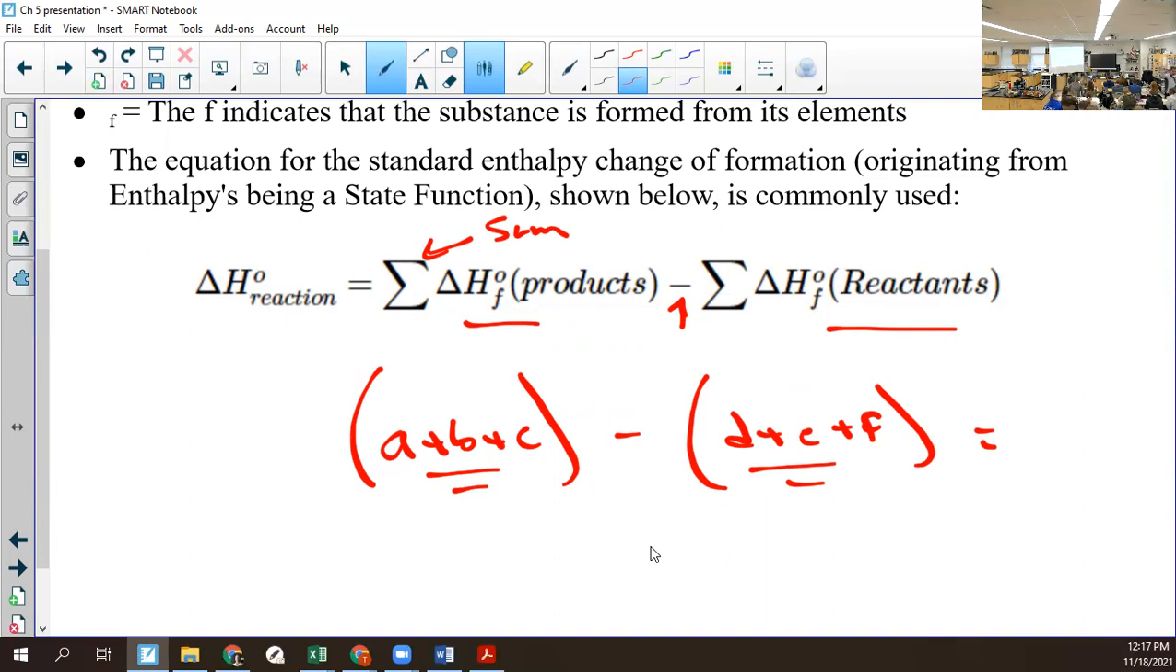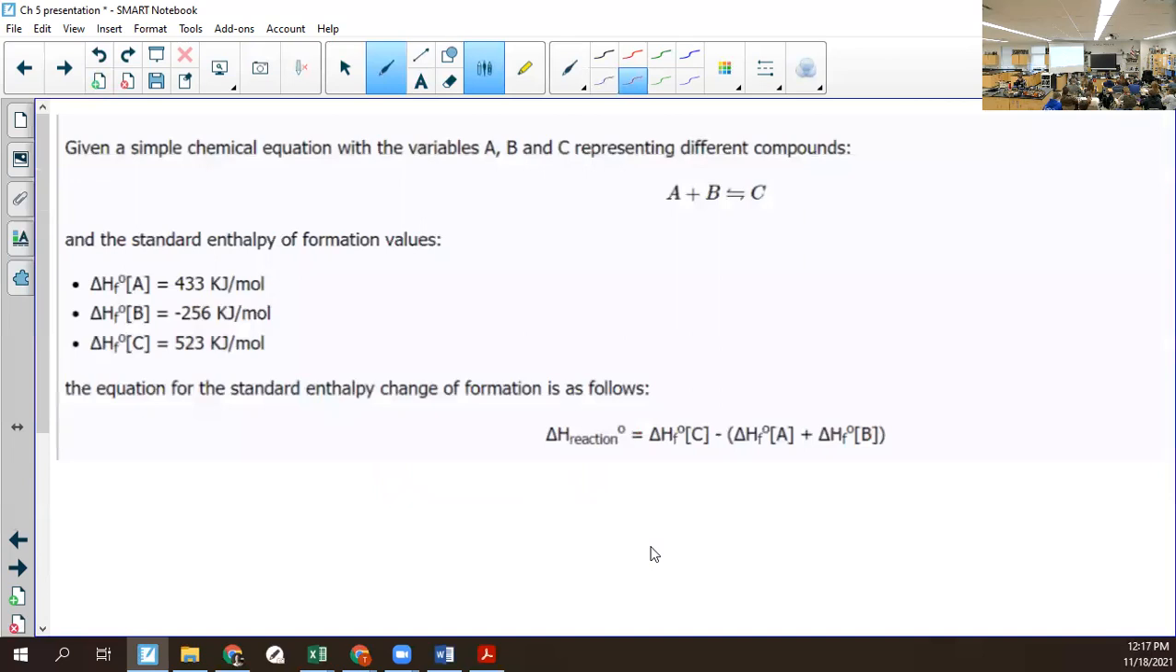Are we okay with this so far? It looks uglier and harder than it really is. So here we go. Let's just look at this example. Given a simple chemical equation with the variables A, B, and C representing different compounds, you'll always have to have these. These will always be given to you in a table. These have to be given to you. You never, ever, ever have to memorize them. So here we go.